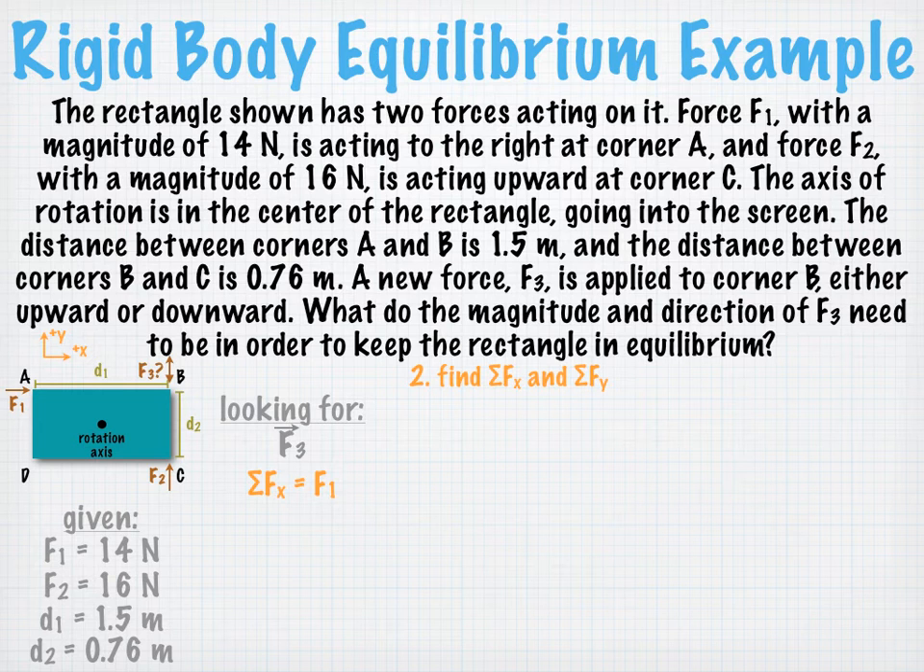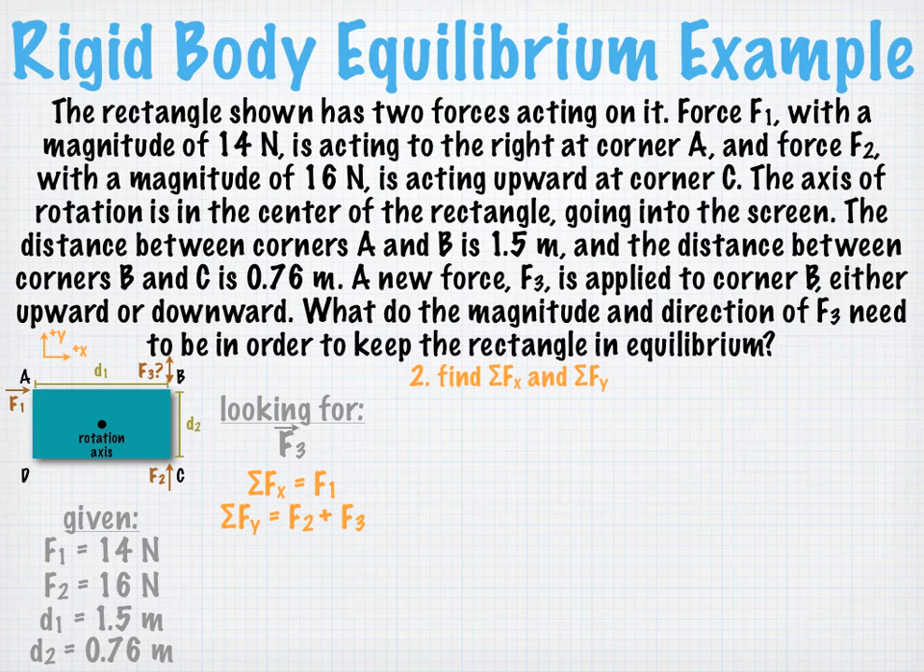F2 and F3 are both acting along the y-axis. F2 is acting in the positive y direction, but we don't know yet which direction F3 is acting in. We can say that the net y direction force is F2 plus F3. Then, if we find F3 to have a positive value, we'll know that it's acting upward. If we find a negative value for it, we'll know that it's acting downward.